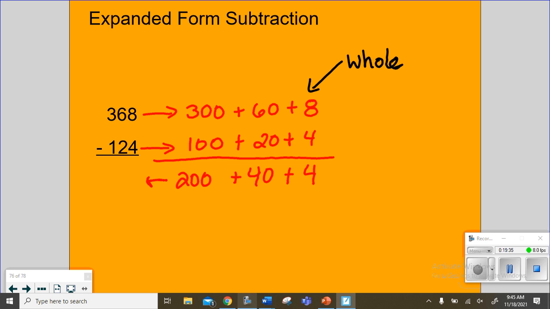And then I need to put it back into what is called standard form. So we've stretched it all out to see what's inside that number. Now we're going to switch it back to the way that we're used to reading numbers. What is that number put back into standard form, Michael? 244. 244. Very good.